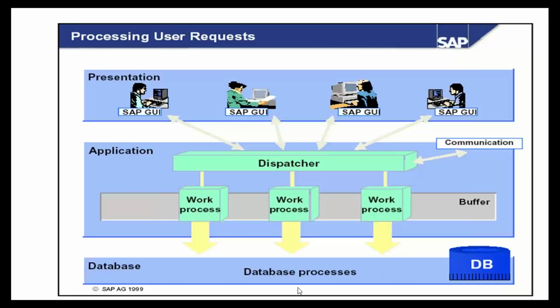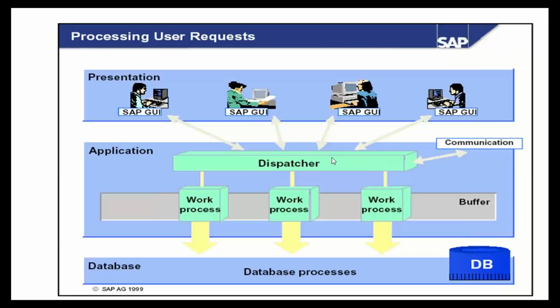So we have the database tier, application tier, and presentation tier. In the application tier, we have the dispatcher and the work processes. Now let us understand the significance of the application tier. The presentation tier is clear, and the database tier is also clear. The application tier is what we need to understand in more detail. The communication from the front end to the database happens through the dispatcher.